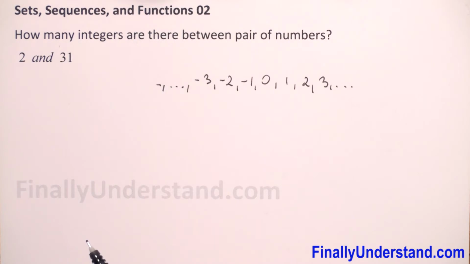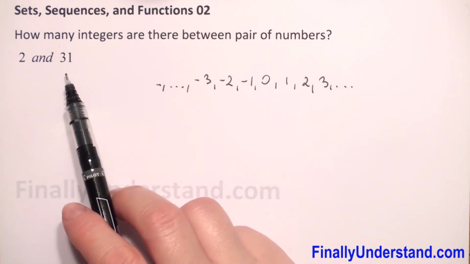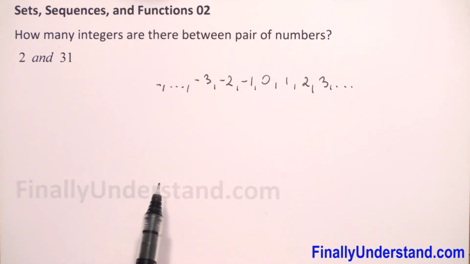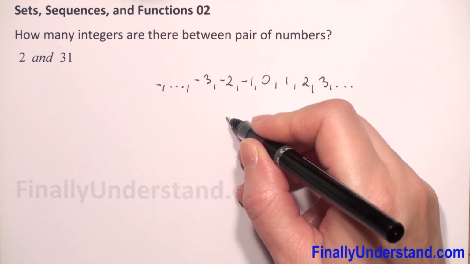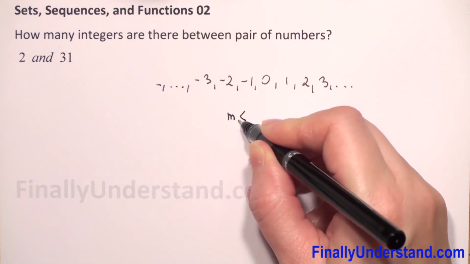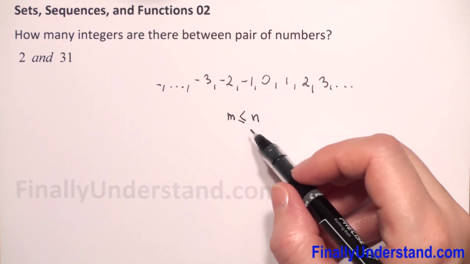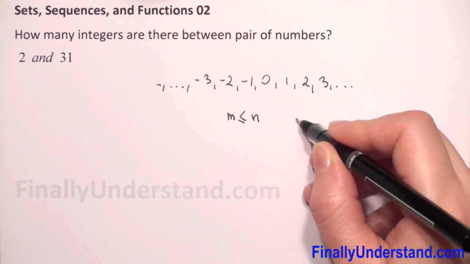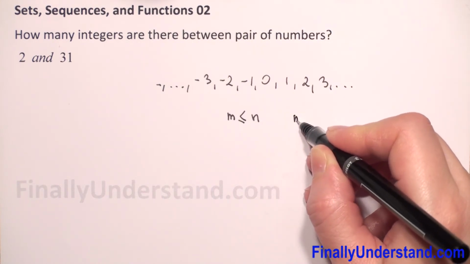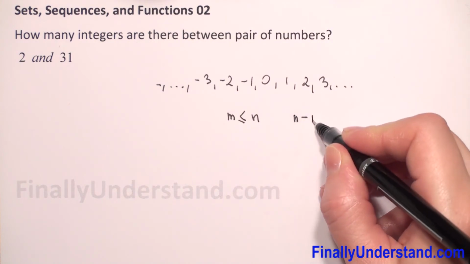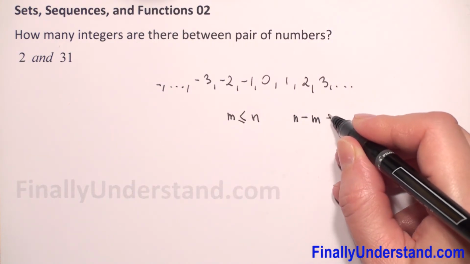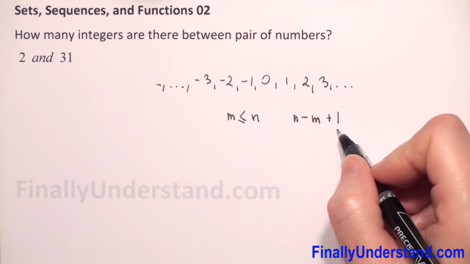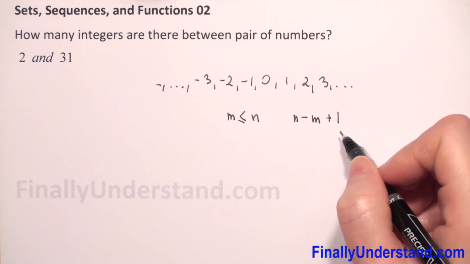To find how many integers we have between 2 and 31, we can always list all the numbers and count, but we have a very easy way. We will just use a formula. When we have integers m less than or equal to n, then the number of integers is found using the formula: from the largest number, we subtract the smaller, and we always add 1. Why do we add 1? Because we have to include both ends.